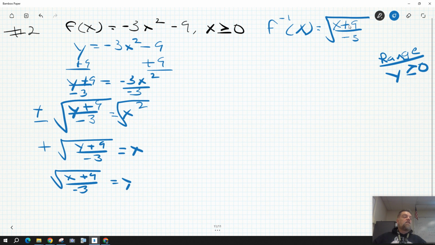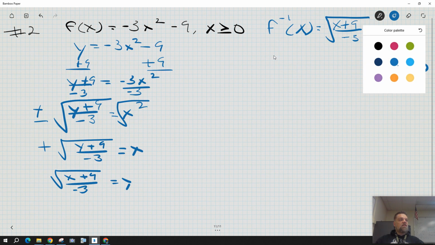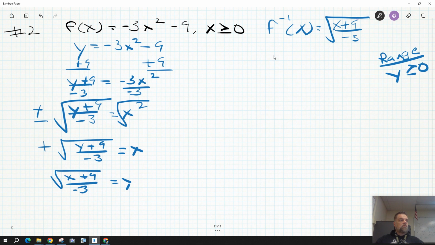Okay. Now here's a weird thing. The domain, we have to define the domain of f inverse, right? So whatever this thing is, it has to be positive, right? Because I can't take the square root of a negative number, or it has to be 0 or greater. So you take this whole thing to define the domain. You're going to take this whole thing here, x plus 9 all over negative 3, and make sure that it's greater than or equal to 0.